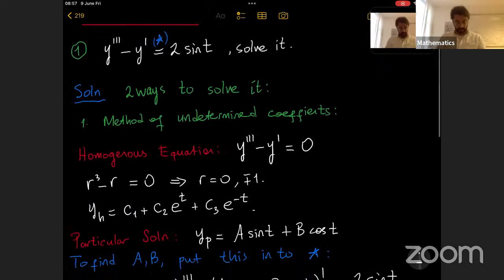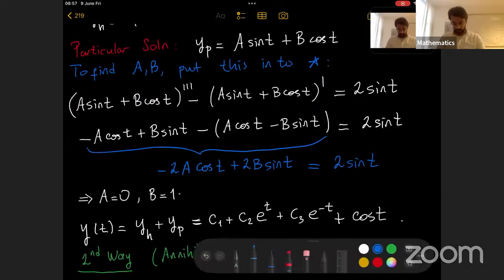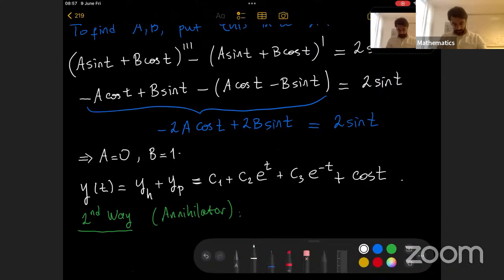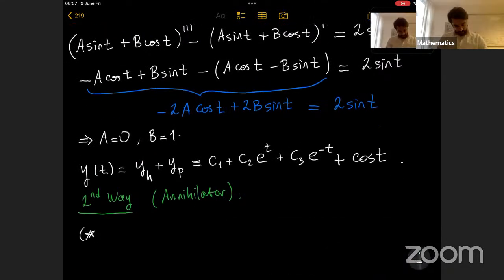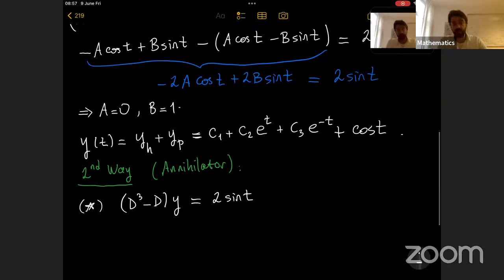So we have star here, maybe let's write it like this first. Star is nothing but, well, we have the third derivative of y, so D cubed minus D of y is equal to 2 sine t, right? Here D is, remember, the differential operator, the derivative. D is d over dx, okay? D over dt, sorry.